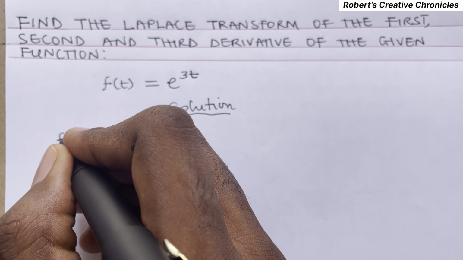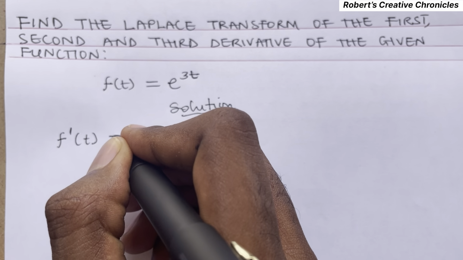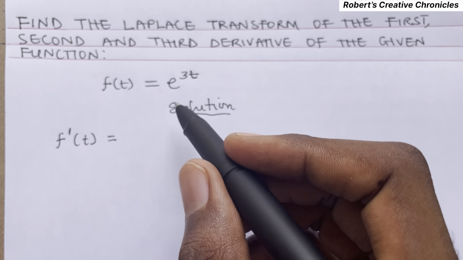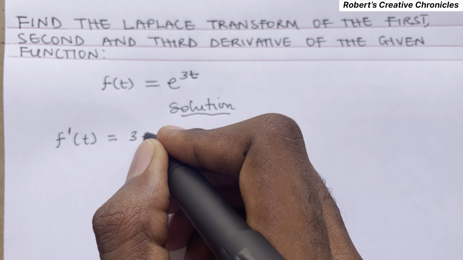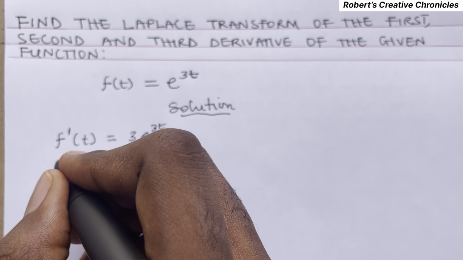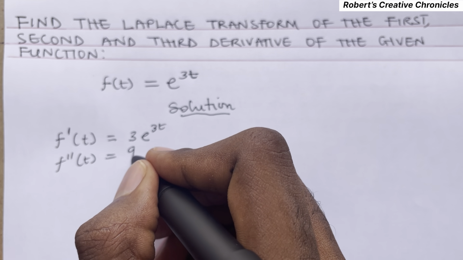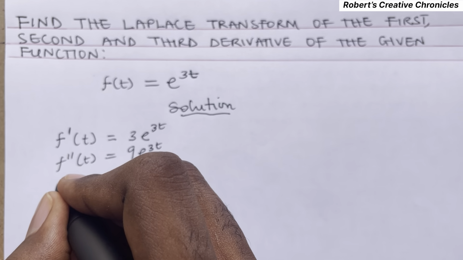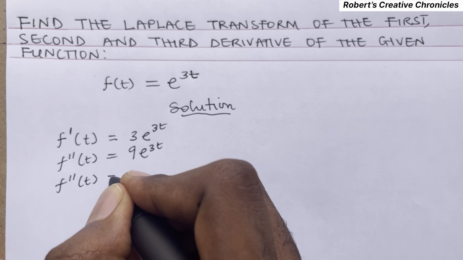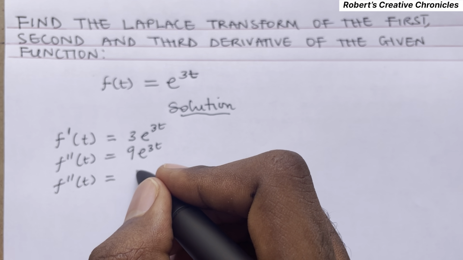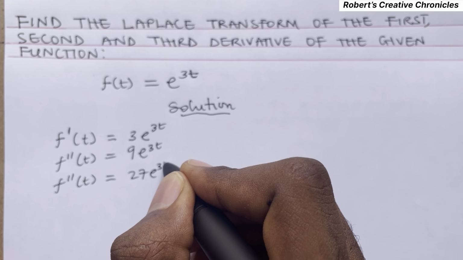So f'(t), the derivative of e^(3t), is what? It is 3e^(3t). Then the second derivative is what? It is 9e^(3t). Then the third derivative is what? It is 27e^(3t).